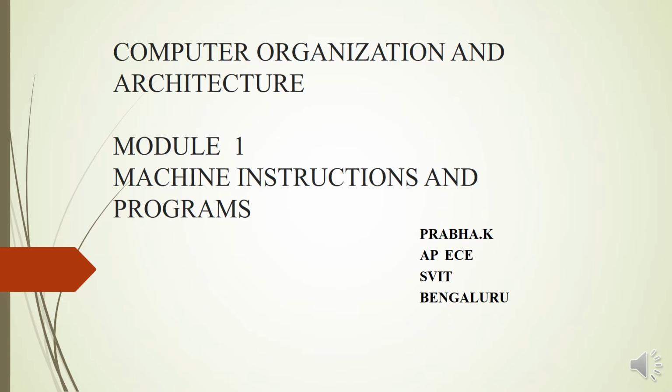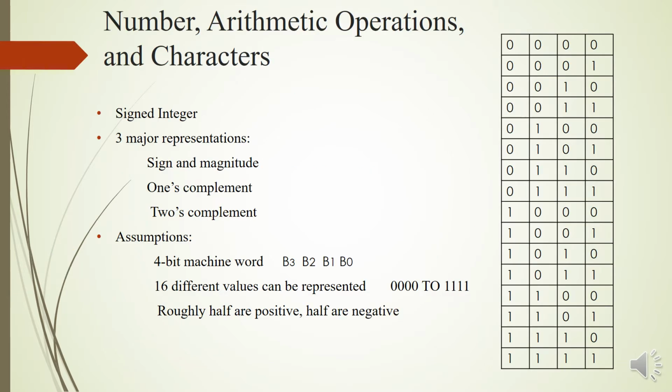Today we'll have a discussion on machine instructions and programs. Now we'll start with number representation, what the arithmetic operations are, and how characters are represented in a computer system. We consider the signed integer number, which can be represented using three major representation formats. First one, sign and magnitude. Second one, ones complement form. Third one, twos complement form.